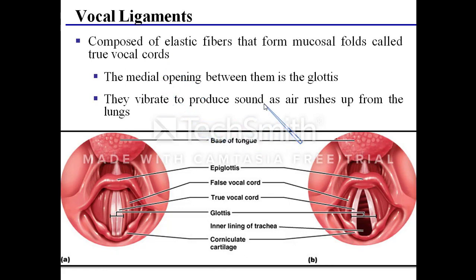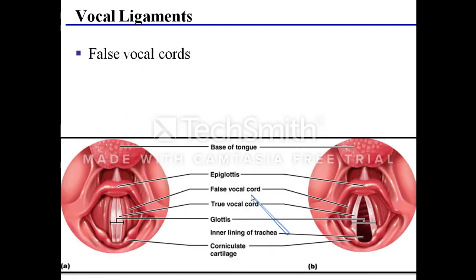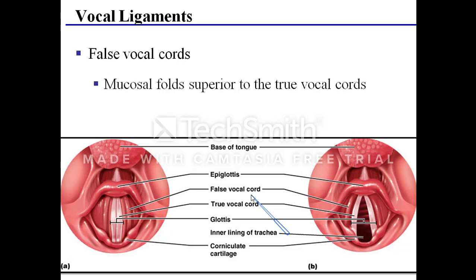So how is sound produced? Whenever air is rushing up from the lungs, it produces sound. The vocal cords involved in sound production are called true vocal cords. Apart from these, we also have false vocal cords. Why are they called false vocal cords? Because they are not involved in sound production. They are also mucosal folds, present superior to the true vocal cords.